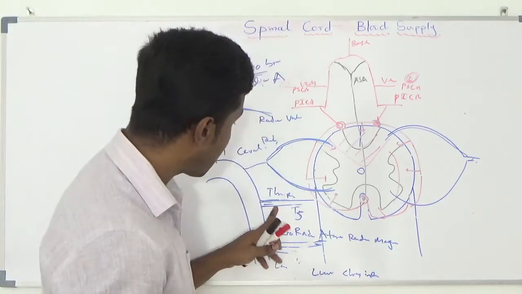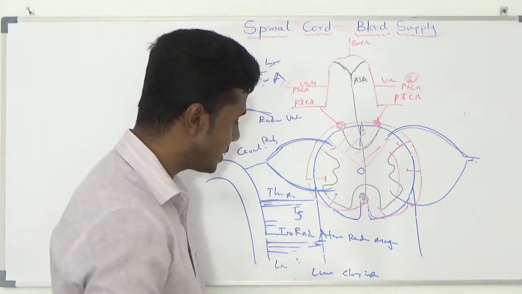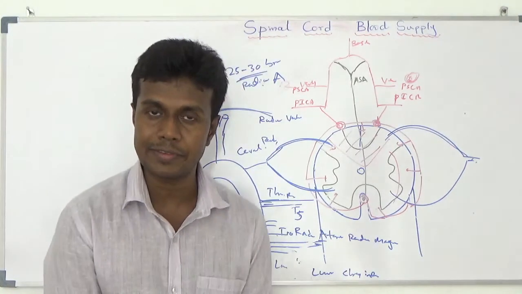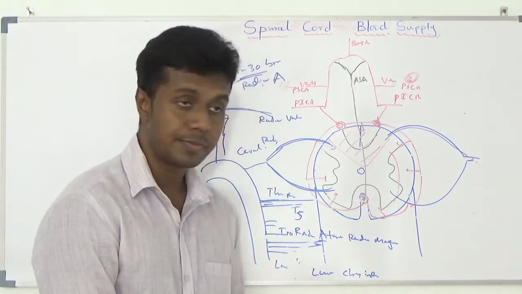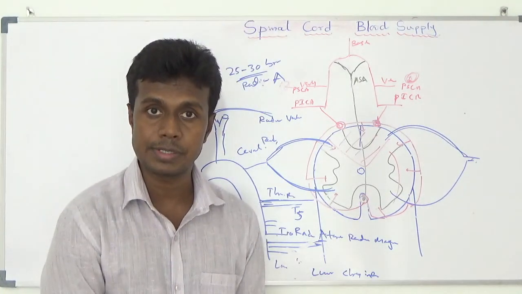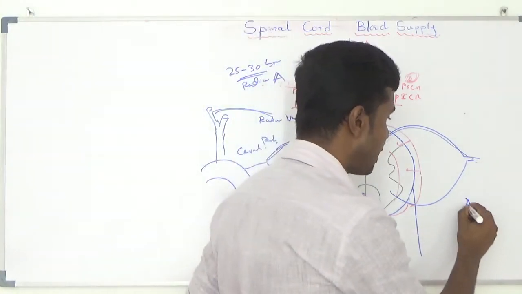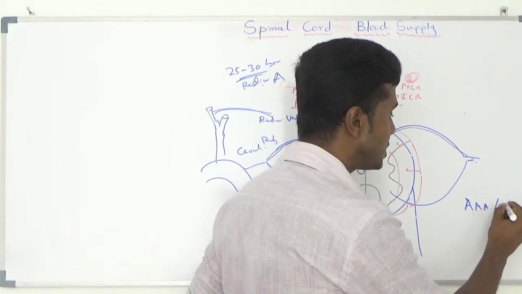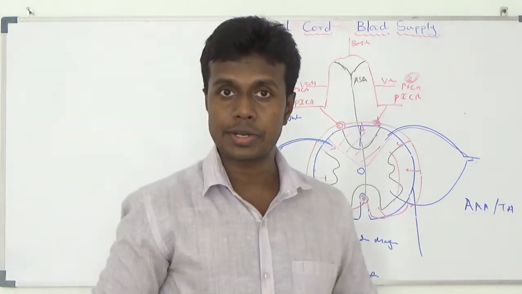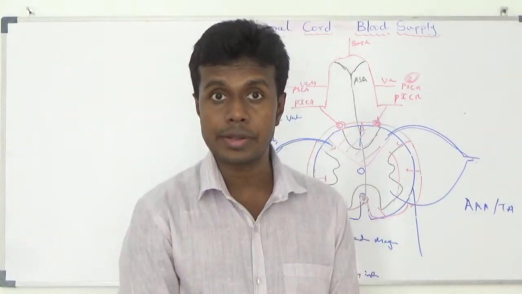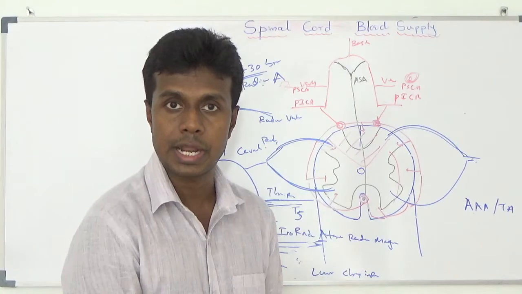Why does this artery appear too early? Ideally it should appear at the T10 and T11 level. This artery has major clinical significance. When you are doing abdominal aortic aneurysm repair or thoracic aneurysm repair, you have to preserve this artery. If you block this artery, spinal cord infarction can happen.